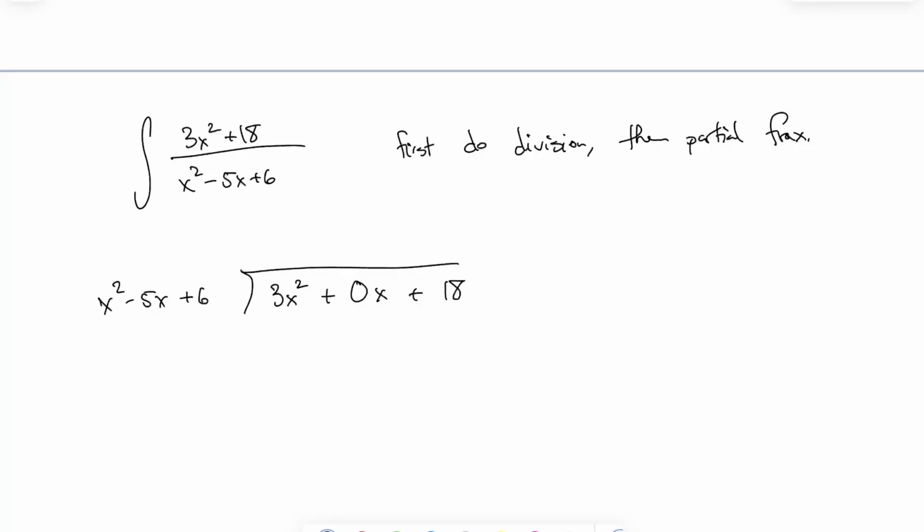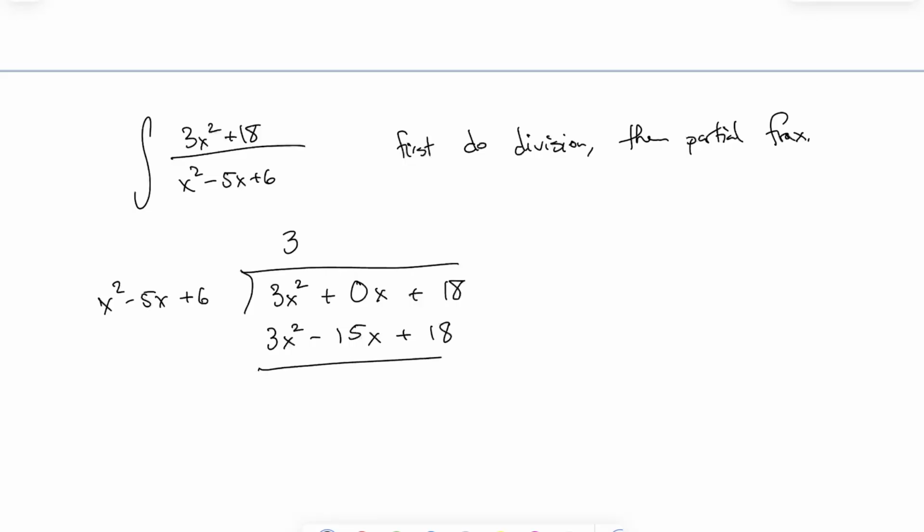Let's do the division then. I am comparing to begin with this term and this term. I want to do 3x squared divided by x squared. That's just 3. So the quotient in the first digit is 3. And then we multiply. It's going to be 3x squared minus 15x plus 18, right? That's distributing the 3 across the divisor.